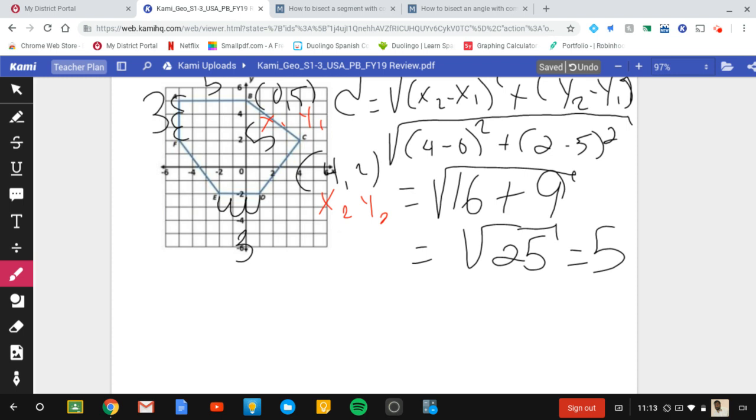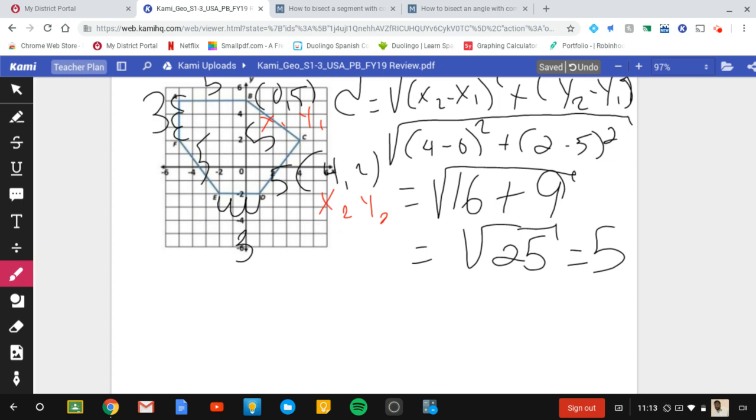Notice what I know so far. I know the distance between A and F, A and B, E and D, and B and C. I'm going to do the same thing again to find the distance between C and D. If I do the same thing again, I get 5 again. I'll do the same thing here. This is also 5.